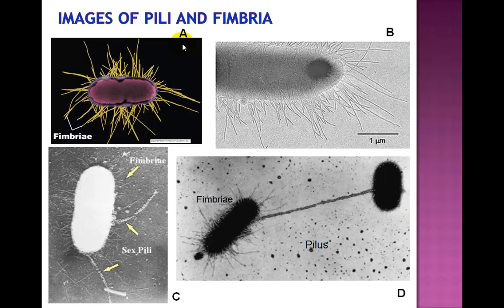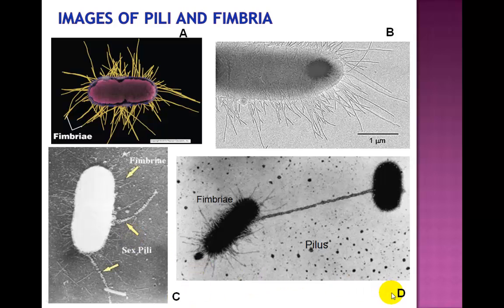Here, figure A is a representation of Fimbria. Figure B is an electron micrograph of E. coli showing Fimbria. C is showing sex pili as these long elongations, the other name for the conjugation pili, in contrast to the smaller Fimbria that are found all over the surface of the bacteria, and which are much more in number than the sex pili.